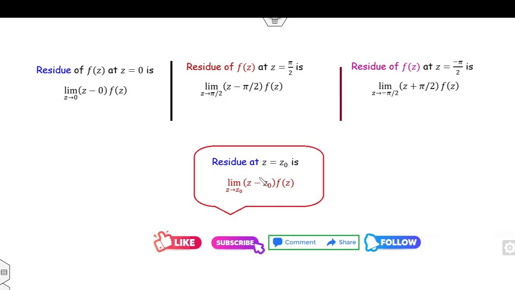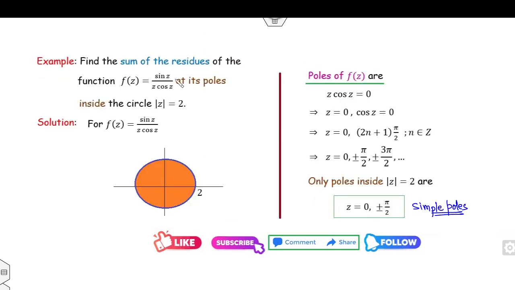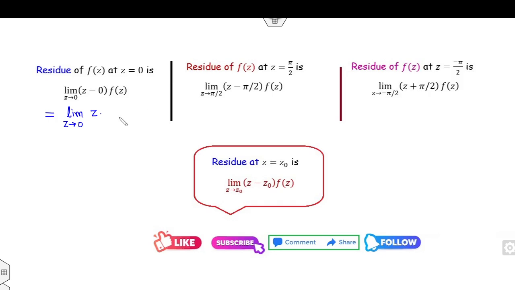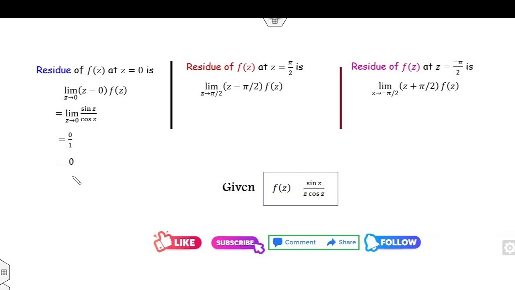Now how can you find the residues? Again, I can use the definition, (z - z0) times f(z). I can substitute the value, limit as z approaches 0. What is the value of f(z)? f(z) is sin z divided by z cos z. So z will be cancelled out, and sin z over cos z is tan of 0. What is the value of tan 0? Tan 0 is 0. So the residue at the point 0 is 0.